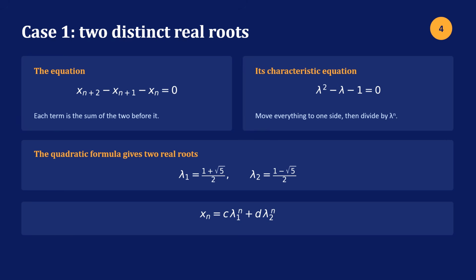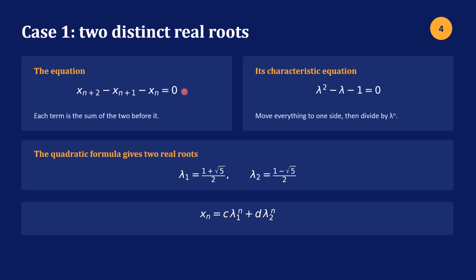For our first example, we'll take this linear difference equation. It's order 2. If we let x_n equal lambda to the n, that means x_{n+1} is lambda to the n plus 1, and this term here is lambda to the n plus 2. We factor out a lambda to the n and divide that on both sides, and we get this equation here. Then we use the quadratic formula to find two roots.